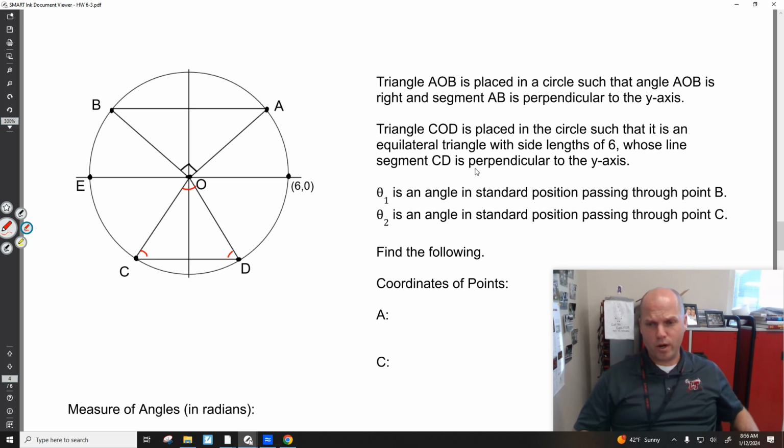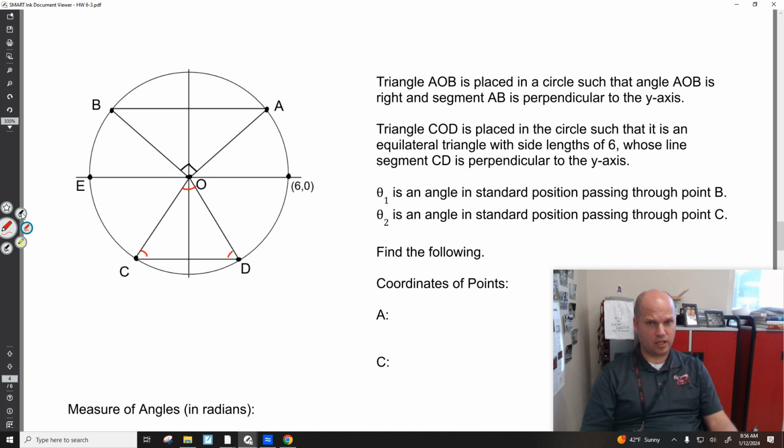On your test, there are some weird questions that, if you don't read and aren't careful, are going to screw you up. I think we saw it on our quiz. Here's an example. Don't panic. Let's just figure it out. Triangle AOB is placed in a circle such that angle AOB is right, and segment AB is perpendicular to the y-axis. Triangle COD is placed in a circle such that it is an equilateral triangle with side lengths of 6, whose line segment CD is perpendicular to the y-axis.